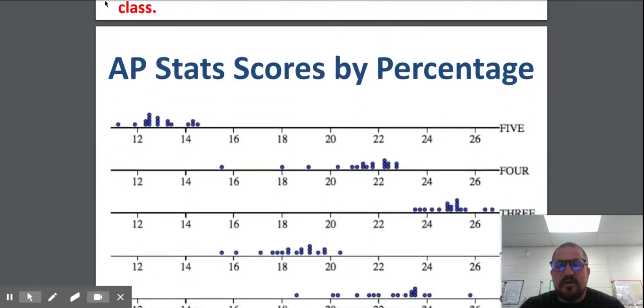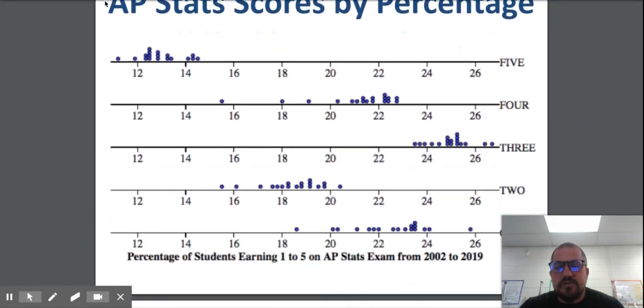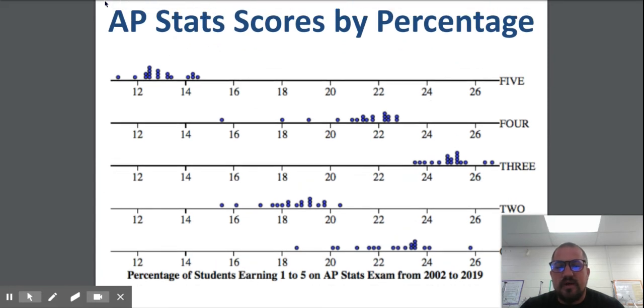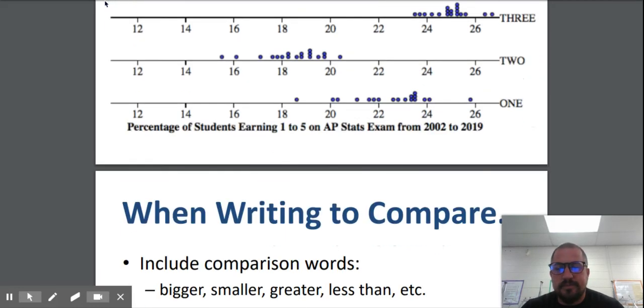If you look, here are some AP stats scores by percentage. You see some dot plots: the percent of students that scored a 5 on the AP stats exam, the percent of students that scored a 4, the percent of students that scored a 3, which 3, 4, or 5 are passing, the percent of students that scored a 2, and then the percent of students that scored a 1.